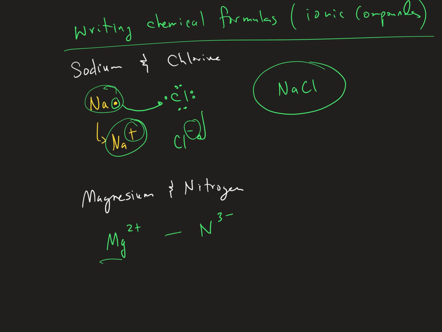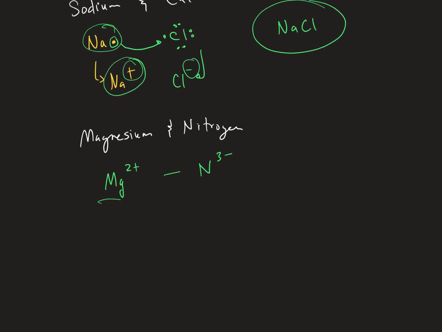All right, so now let's talk about how many magnesium ions and how many nitrogen ions we need in order to be what? Neutral. Good. They have to make a neutral compound because this is an ionic compound, right? So here's the long way, and then I'll show you the quick way. The long way just tells you what's going on.